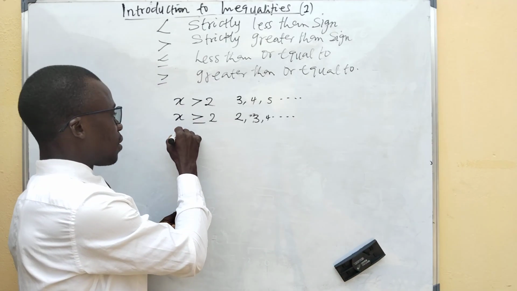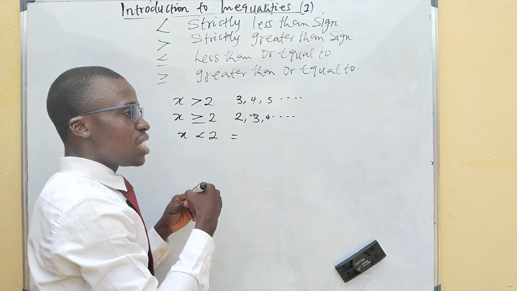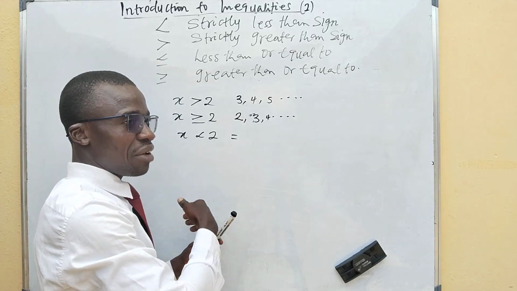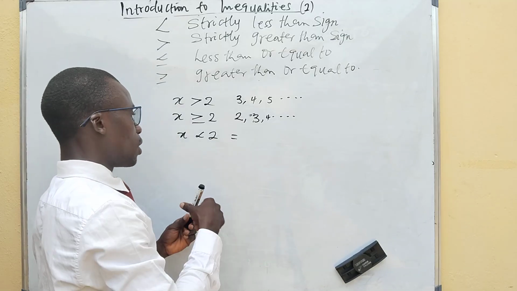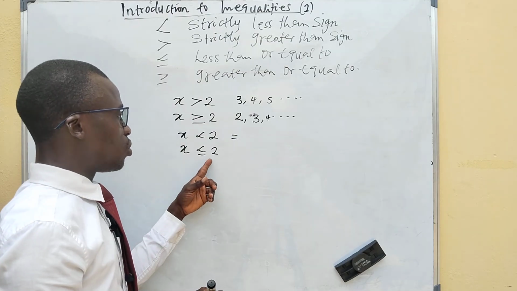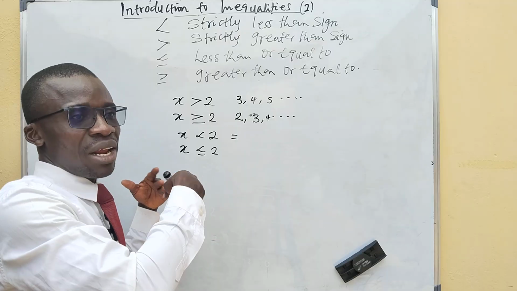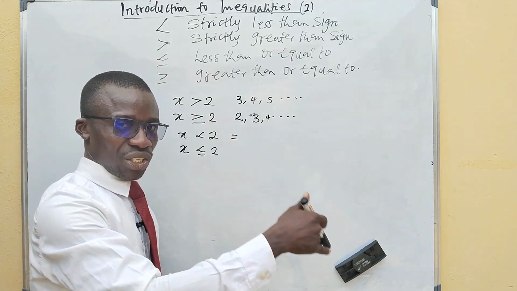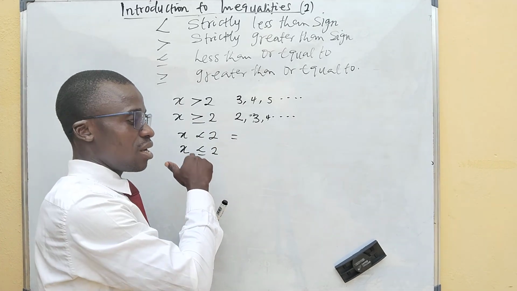Now, if we take it the other way around, x is less than 2. It means the values we are going to have are from maybe 0, 1, or maybe minus 5, minus 3, minus 1, 0, and 1. 2 will not be there. But when you have x is less than or equal to 2, meaning the values of x will be, maybe from wherever you start, minus 5, minus 2, minus 1, 0, 1, and 2, which means any of these two mean inclusive of that very number.